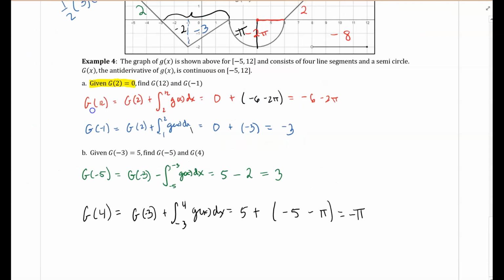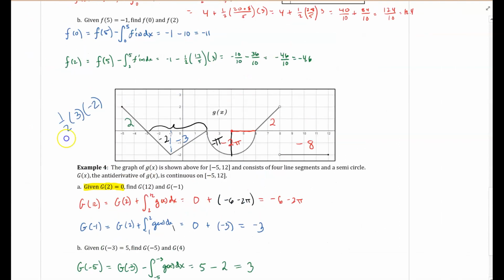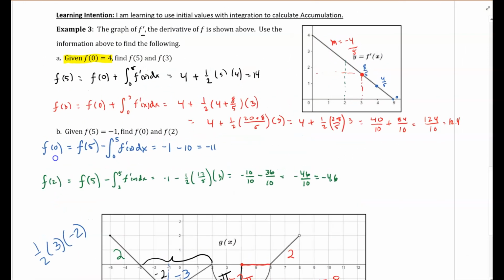All right, hopefully in this video you learned how to calculate function values using the accumulation model and given initial values.